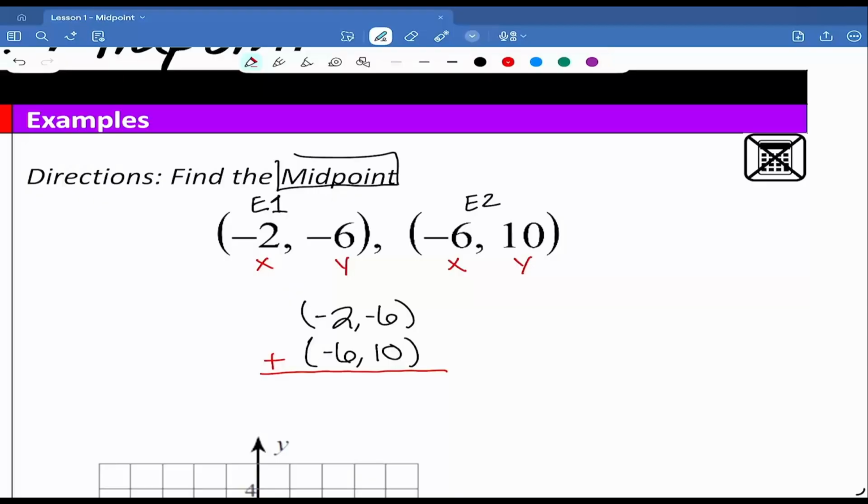Signs are the same. Because the signs are the same, I'm going to add and keep the sign. That'll give me a -8. Then we have a -6 and a +10. Now, those signs are not the same. We got a negative and a positive.